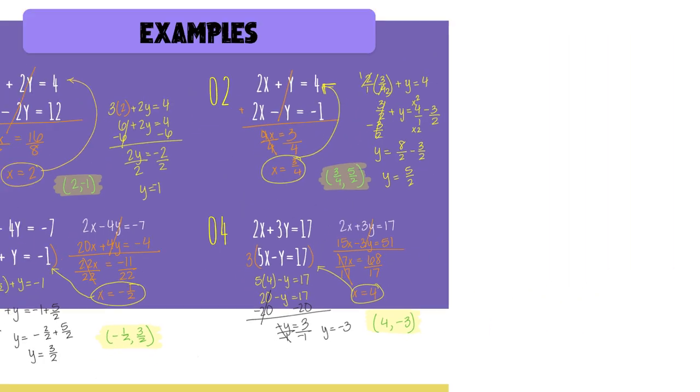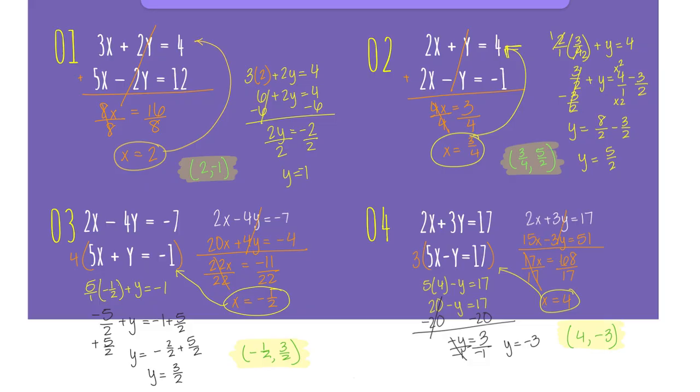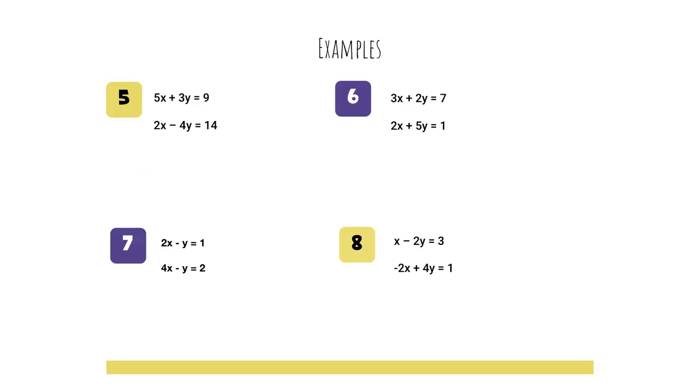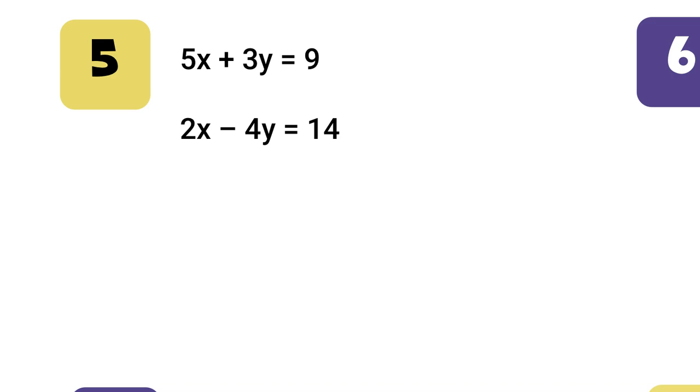So make sure you guys know how to solve using elimination. All right, looking at these next examples, let's go ahead and solve number 5. Now with this one, I do have opposite signs here. So I have to find a multiple of 3 and 4, and that's going to give me my least common multiple, which is going to be 12.